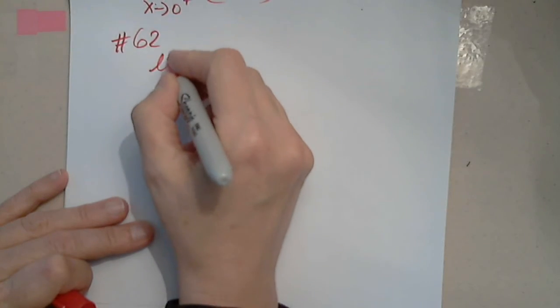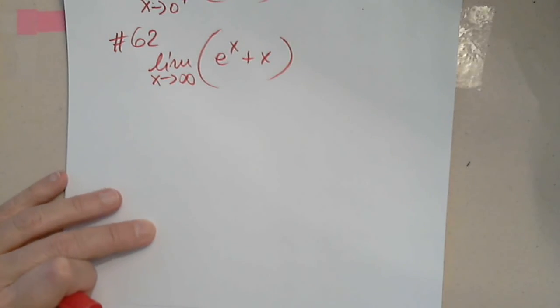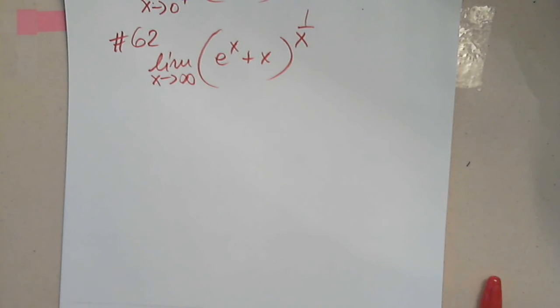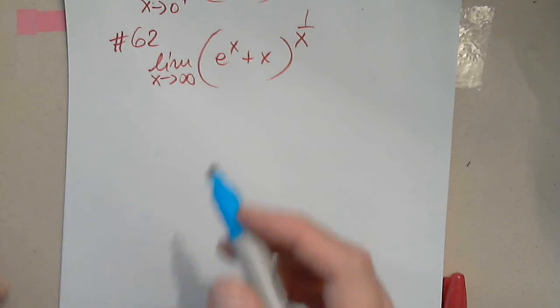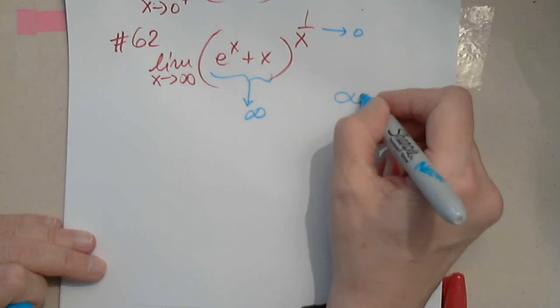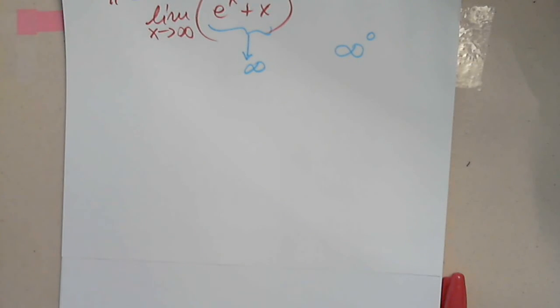So we have the limit as x approaches infinity of e to the x plus x, and everything raised to 1 over x. Yes, we have to check and see what the situation is here. Well, obviously all this is going to infinity, and obviously this goes to 0. So we finally get into the last indeterminate case, infinity raised to 0. It's a power indeterminate case, so I know what I need to do.